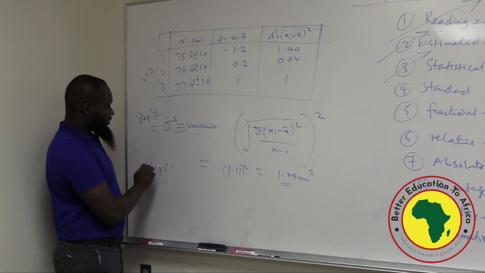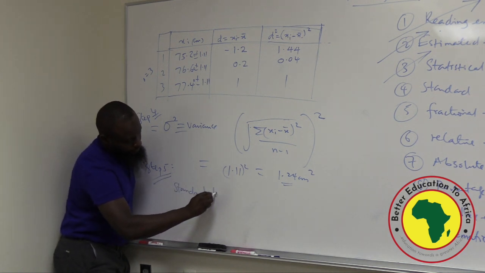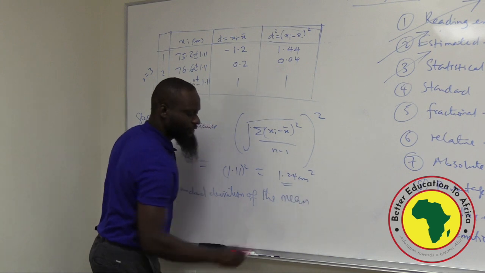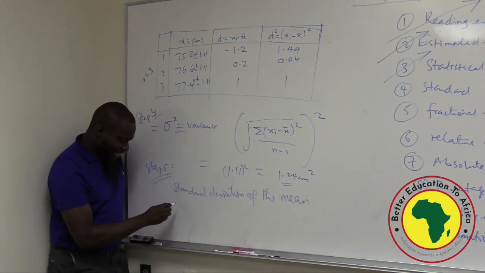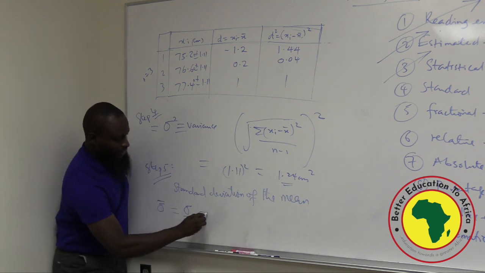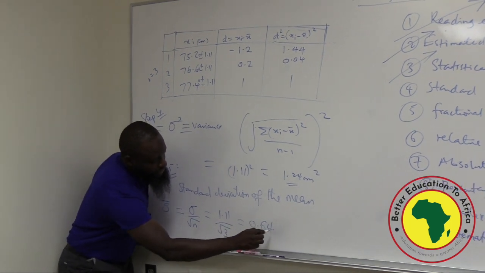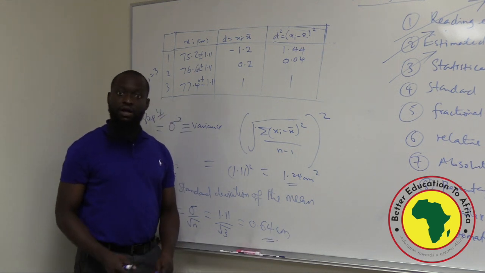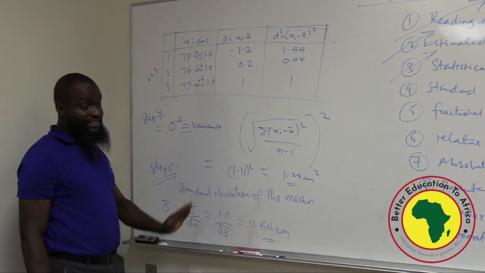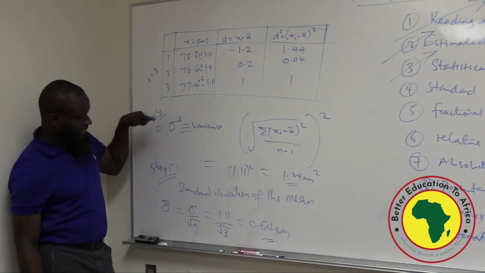Step 5 is something we call standard deviation of the mean. This simply means that I take the original standard deviation divided by the square root of n again. This gives us the standard deviation of the mean, which I call sigma bar. 1.11 divided by the square root of 3 gives us 0.64 centimeters. Now, 0.64 centimeters is the standard deviation of the mean. It's different from the standard deviation. It's the standard deviation we got before divided by the square root of n, 3.